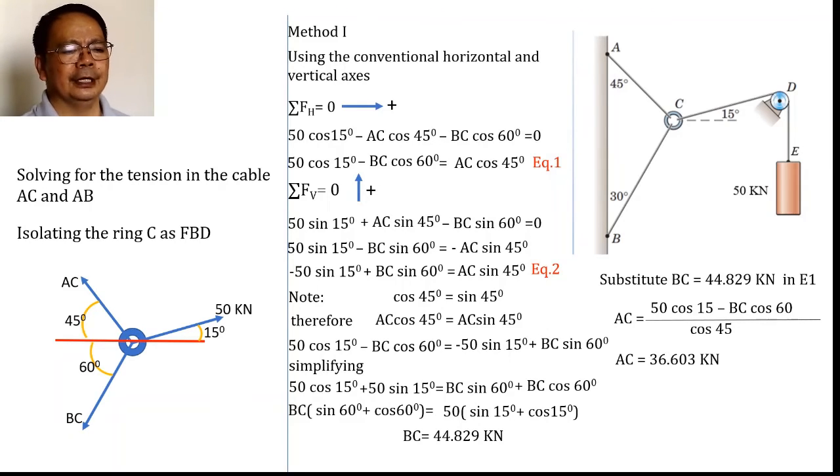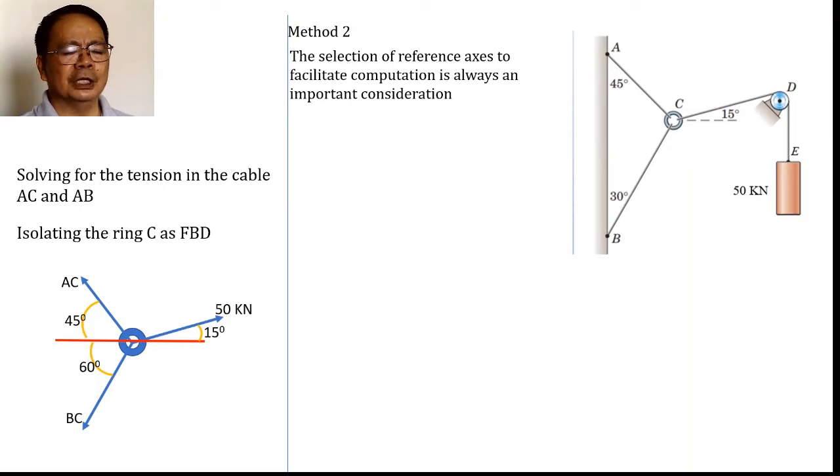And so I will show you here the second method. The second method is the use of a selected reference axis to facilitate computation. The selection of a reference axis to facilitate computation is always an important consideration. Why? Let's look closely. Our system has two unknowns. What if, in solving, we try to eliminate immediately one of the unknowns? Then we can solve for the other unknown. This is the key.